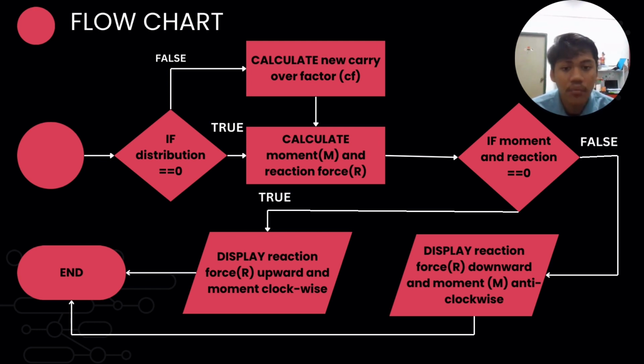After we calculate the moment and reaction force, if it is equal to 0, we display the reaction force upward and the moment is clockwise. If it is false and not equal to 0, we display the reaction force downward and the moment is anti-clockwise. That's all from me.